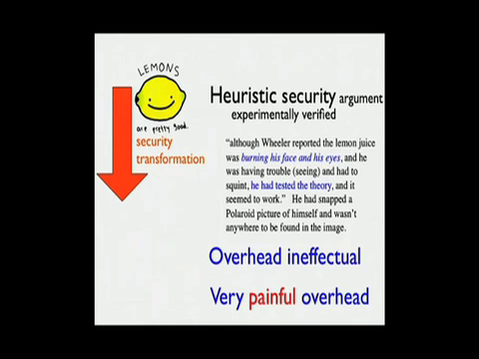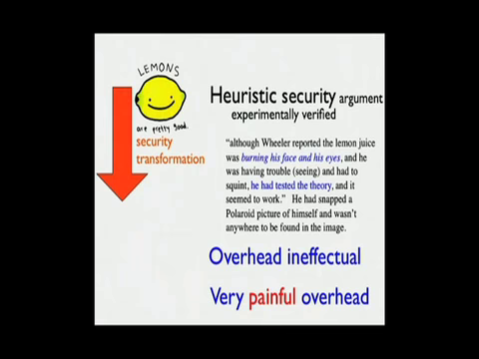And so essentially all of the overhead that he had put in the security transformation was completely ineffectual. And moreover, this overhead was very painful. As he indicates, basically the lemon juice was burning his face and his eyes, and he was having trouble seeing and so forth, right?